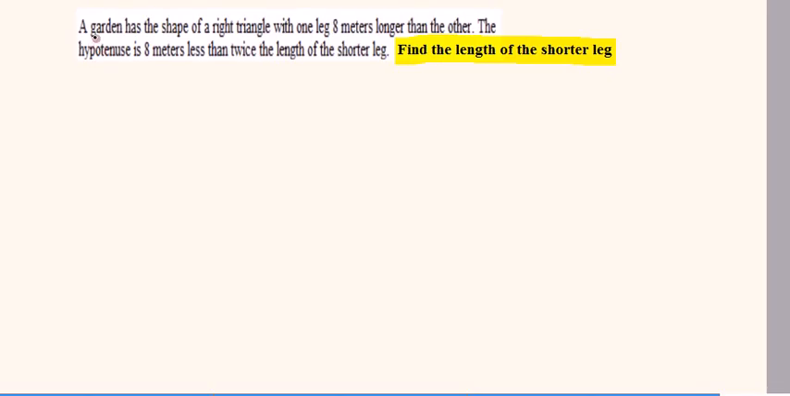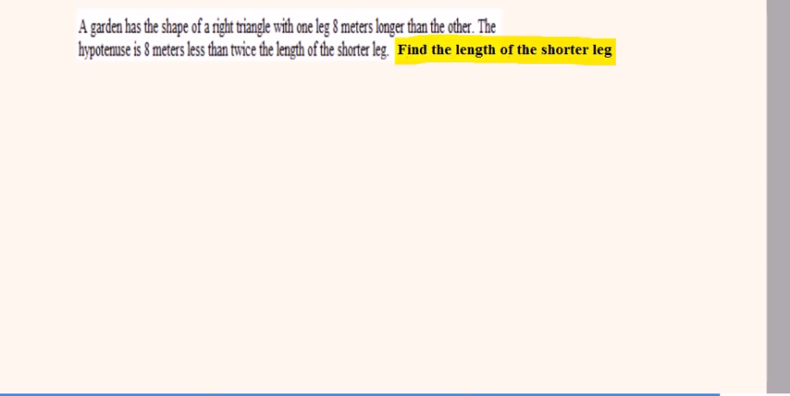Alright, what we have here says a garden has the shape of a right triangle with one leg 8 meters longer than the other. The hypotenuse is 8 meters less than twice the length of the shorter leg. That sounds all pretty complicated, but when we draw a picture it'll make a little more sense. What we were asked to do is find the length of the shorter leg.